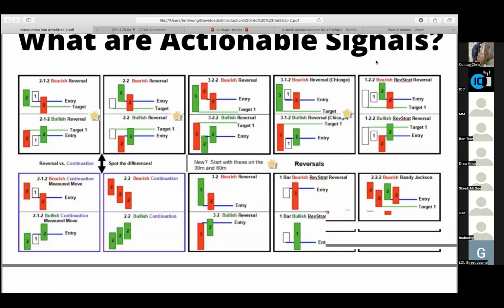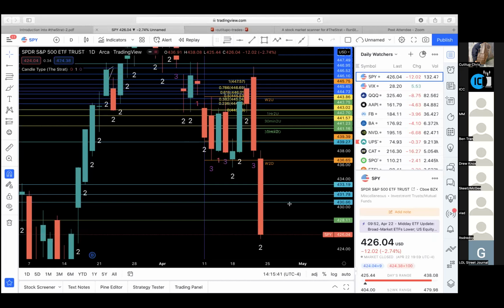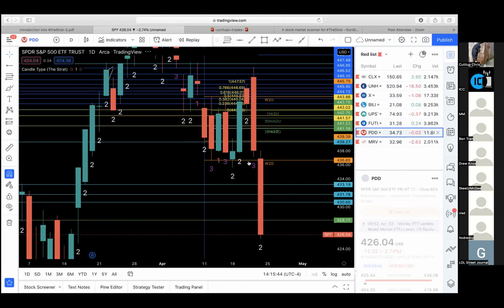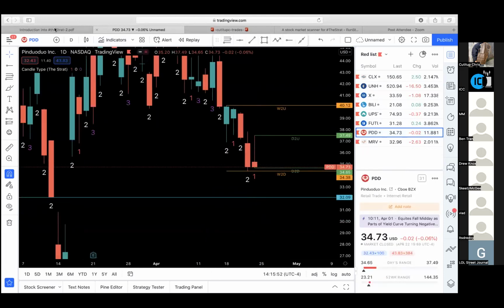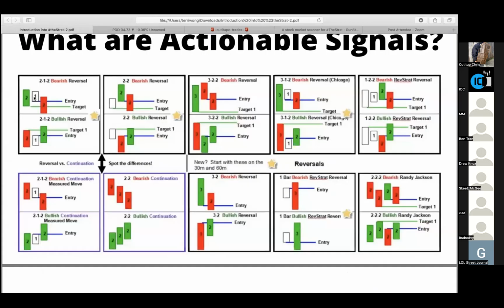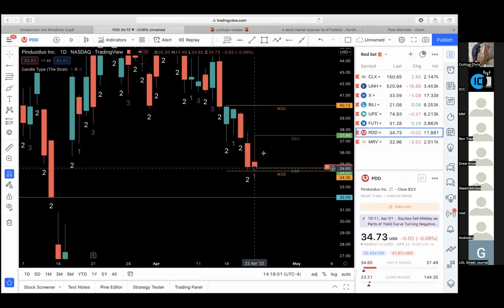Let me give you an example. Let's do PDD. PDD is something I'm looking at. I'll get into it later. But on PDD, see, we have a 2-1 right here. There is no 2 here yet, but this is an actionable signal. So we're waiting for the next 2 on this setup. It's either going to go 2 up or 2 down. I'm expecting this to go 2 down. We have tons of magnitude right here too, so that'd be a good one.